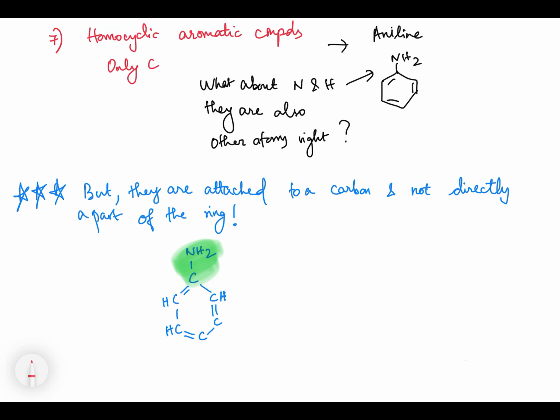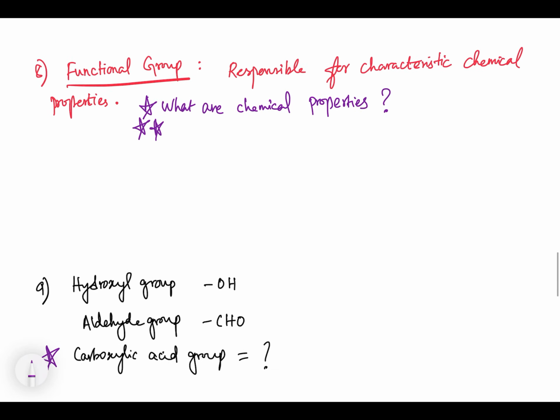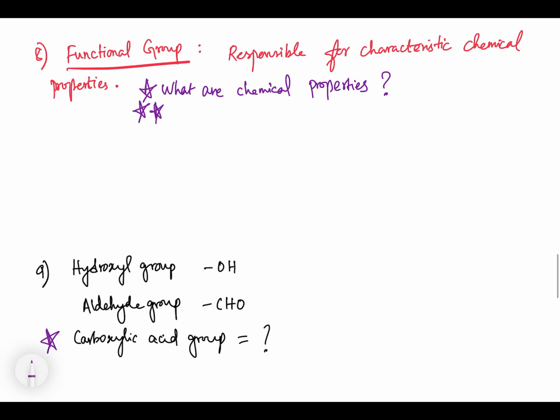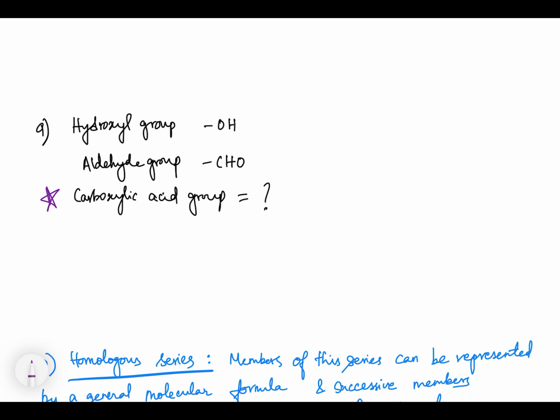You should find and tell me whether homocyclic aromatic compounds have only carbon or carbon and hydrogen. Just find out and tell me. Functional group. What is a functional group? Basically, a functional group is actually responsible for the characteristic chemical properties of a compound. What do I mean by chemical properties? Find and tell me in the comment section. You can see some functional groups in the 9th point. Hydroxyl group OH and aldehyde group CHO. Find and tell me what a carboxylic acid group is in the comment section without fail.